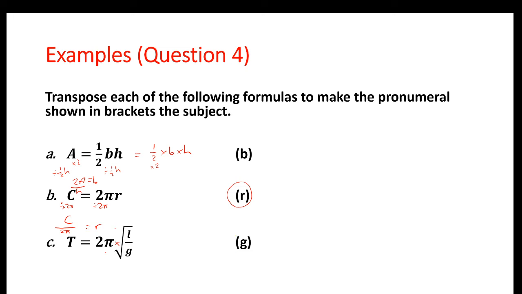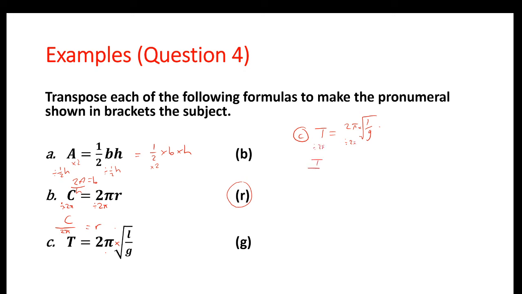So what I'm going to do is do it over here because I'm going to need a lot of space for this one. So t is equal to 2 pi square root of L over G. Now, remember there's times between these, so the opposite is dividing by 2 pi, dividing by 2 pi.